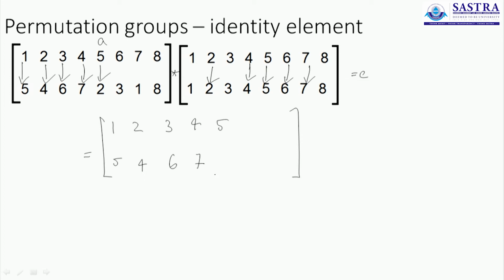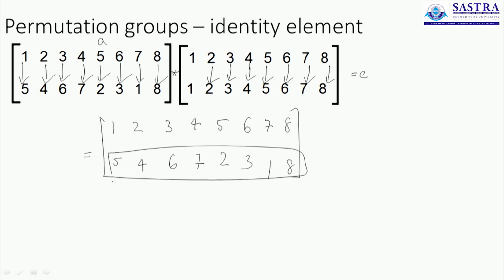5 to 2 and 2 to 2, so you get 5 to 2 again. 6 to 3 and 3 to 3, so 6 goes to 3. 7 to 1, 1 to 1, so 7 goes to 1. 8 is 8 everywhere, so 8 is 8 again. You see that this completely matches with what we had with A. So that explains to you what is the speciality behind the identity element. You operate any element with this, you get the element back.